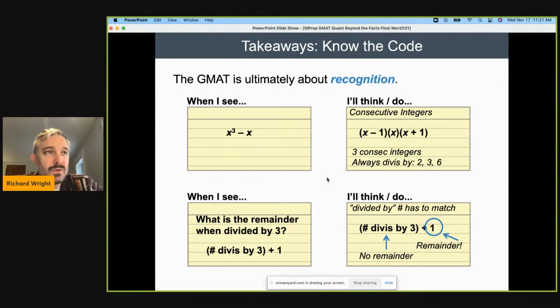So that's also a really crucial approach to studying for the GMAT, is knowing the code, identifying these sort of patterns and tricks that the GMAT is doing, making flashcards out of them, and using those flashcards to improve your pattern recognition on the GMAT.